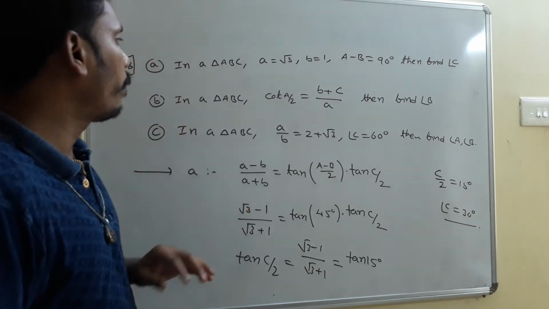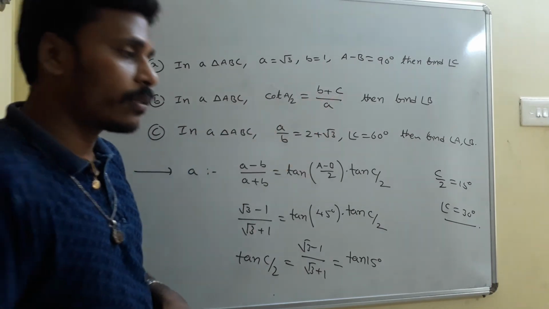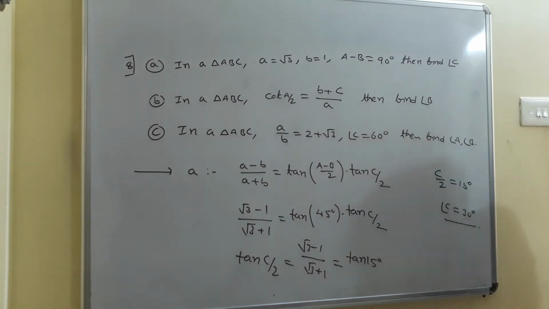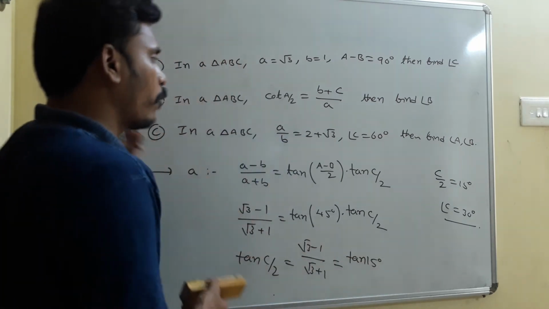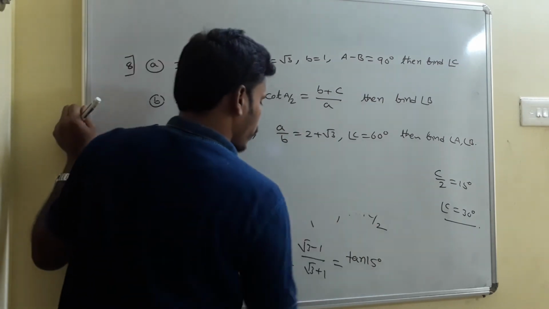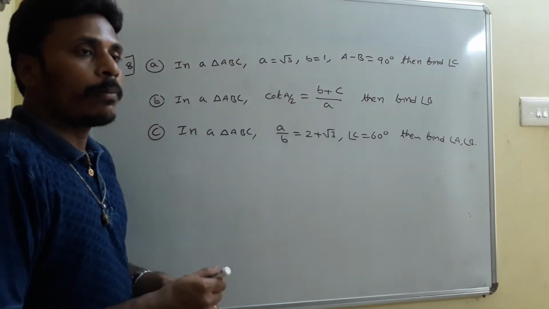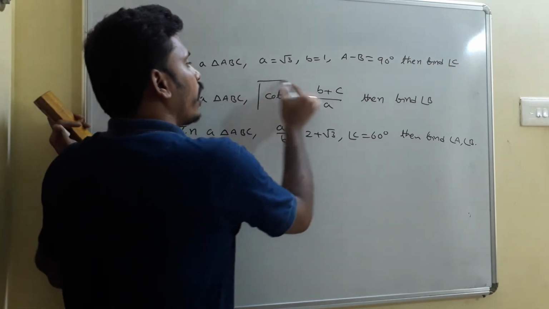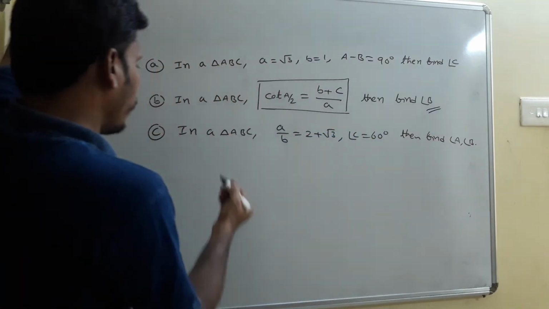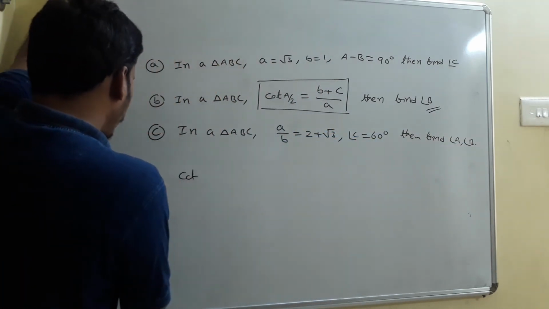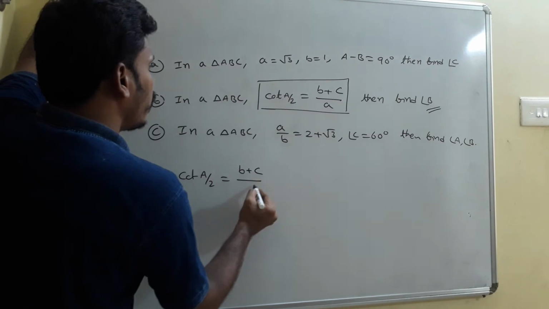Just think about b, and maybe for b this is b plus c by a, right? Here you may use the Mollweide rule now. See. I am erasing this and I am going to discuss b. Every problem is related to triangle ABC only, and here cot A by 2 is equal to b plus c by a is given, and they are asking us to find angle B, and that's why we are going to solve given cot A by 2 is equal to b plus c by a.